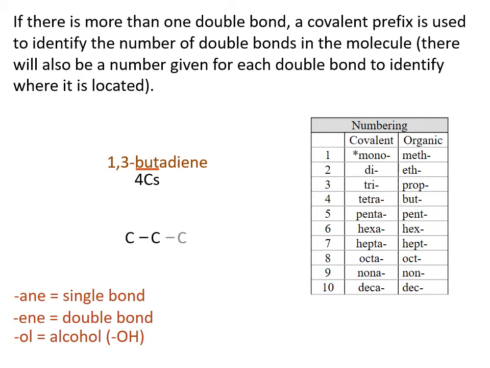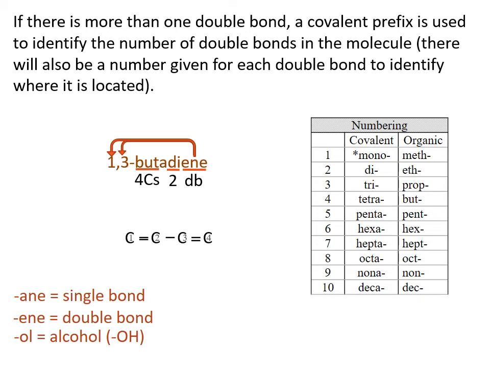1, 2, 3, 4. Di is a covalent prefix meaning 2, and ene means double bond. So butadiene means 4 carbons, 2 double bonds. I've been given 2 numbers that tell me where those 2 double bonds are located. I have a double bond on the first carbon and the third carbon. So I number my carbons, and I place a double bond right after the first carbon and right after the third carbon.